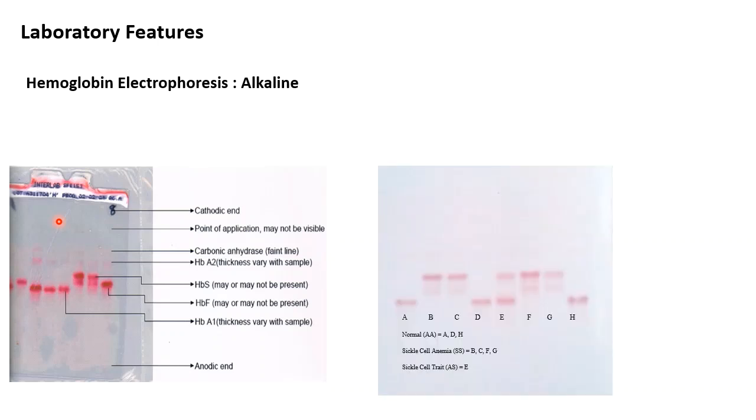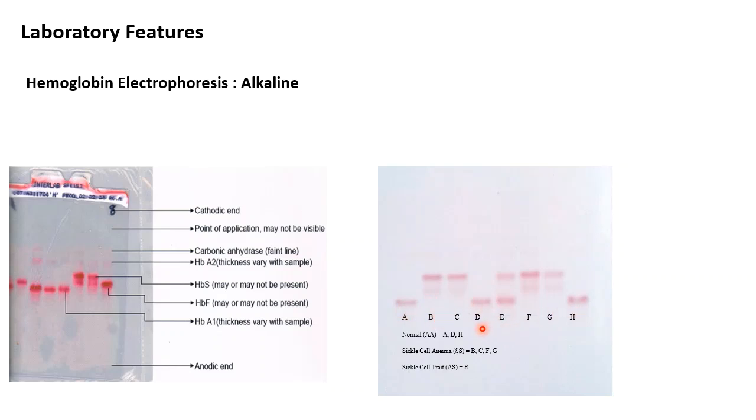So for example, in this, this may be a bit faint, but this is the actual electrophoresis graph which I had during my thesis. So I had a thesis on sickle cell. So this is one of the graphs of my various patients. Now, if you see here, this patient A, this patient D, and this patient H have only one band, and this band corresponds to HbA.